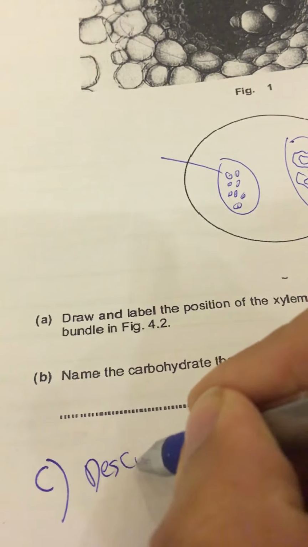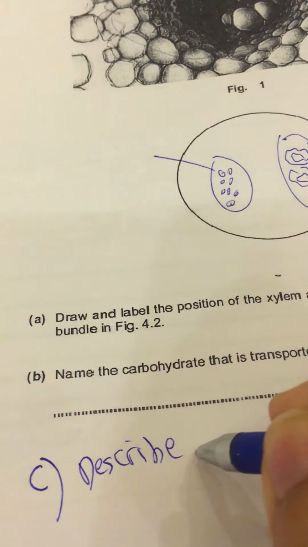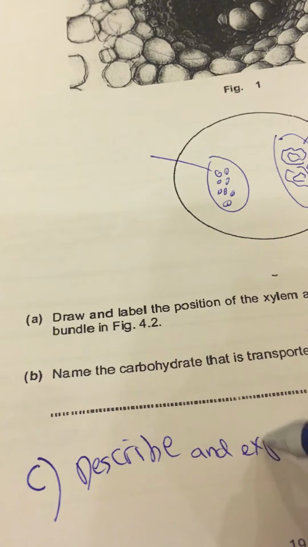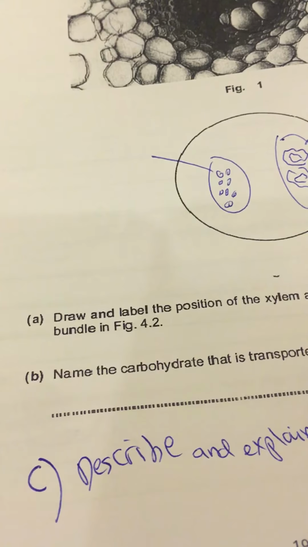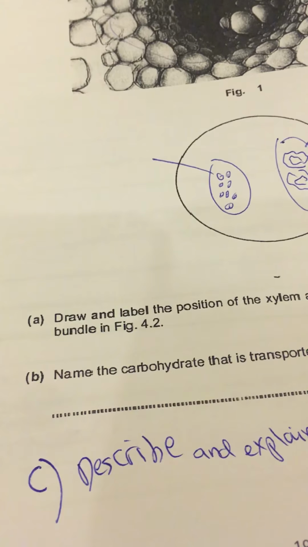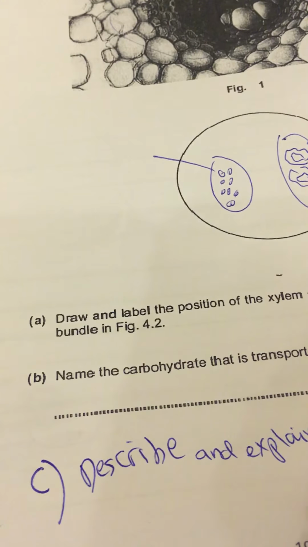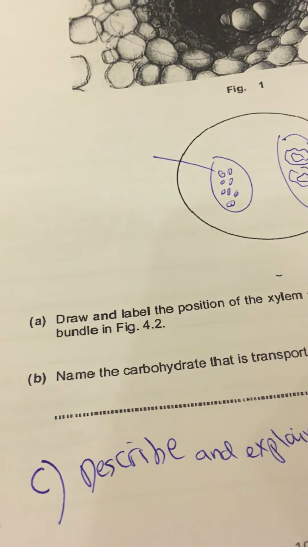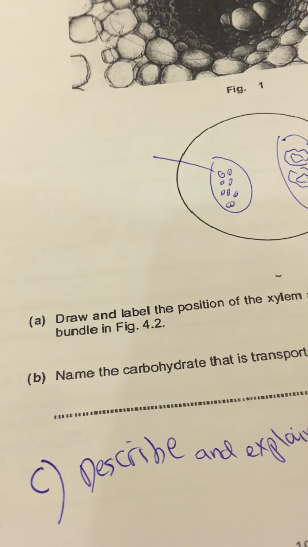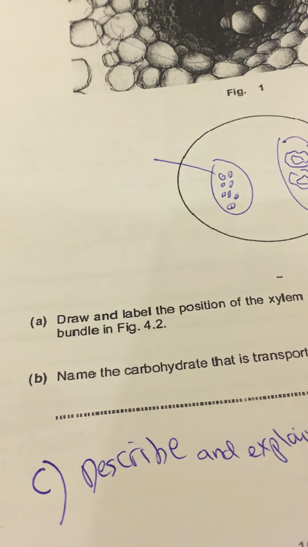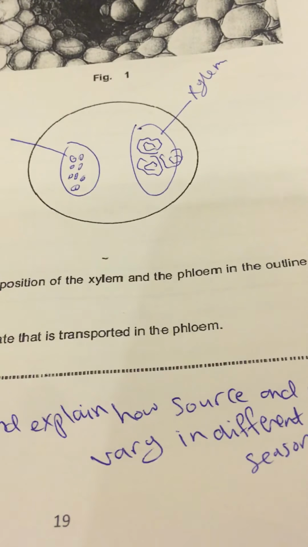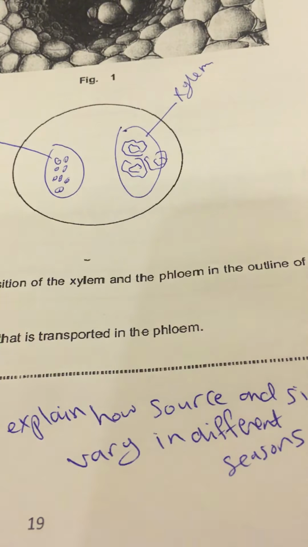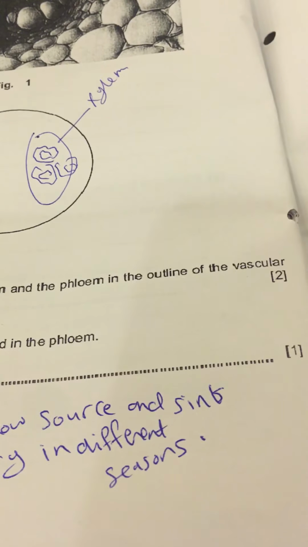Here, I want you just to add another part, which is C, to write: describe and explain how source and sink vary in different seasons. So describe and explain how source and sink vary. They become different, or they alter, in different seasons.